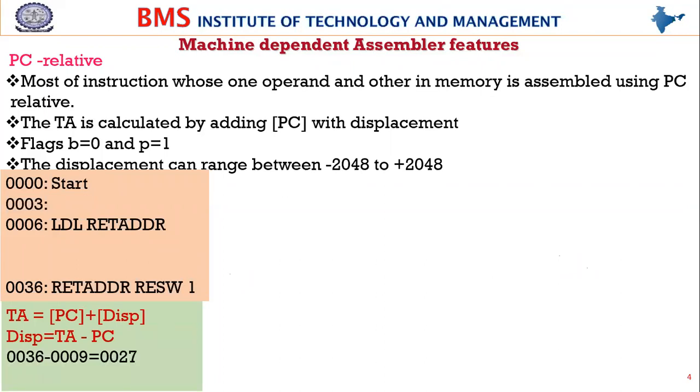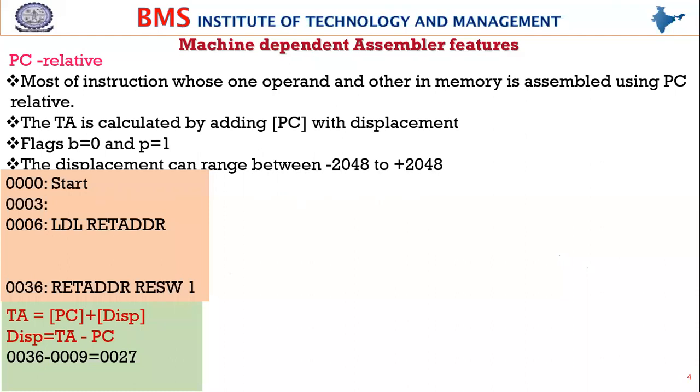So 0036. When your instruction is at 0006, obviously the next instruction would be at 0009 as usual. So 36 minus 9, 0027 is the displacement you are getting, which is actually a positive displacement. 36 is appearing after 0009. So the displacement yields to be 0027.